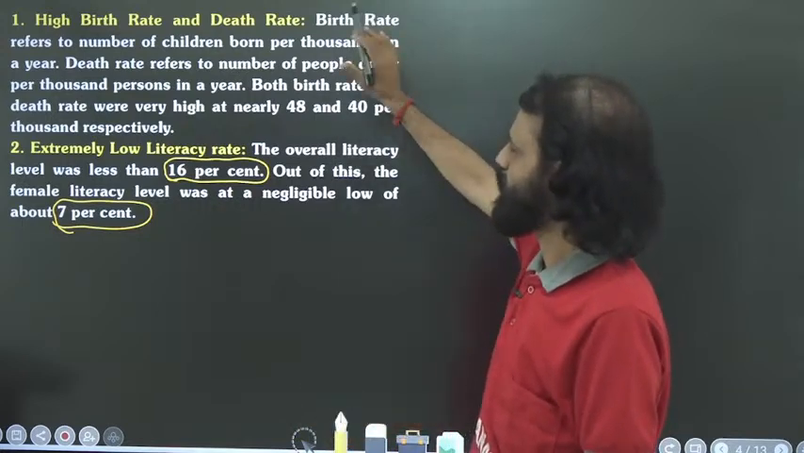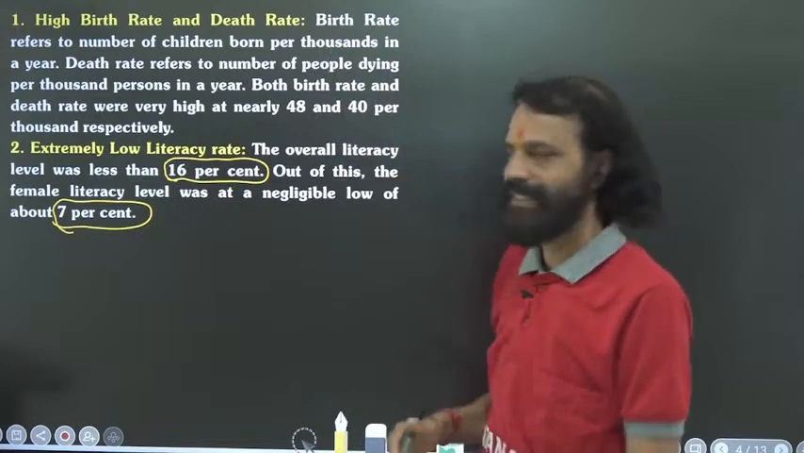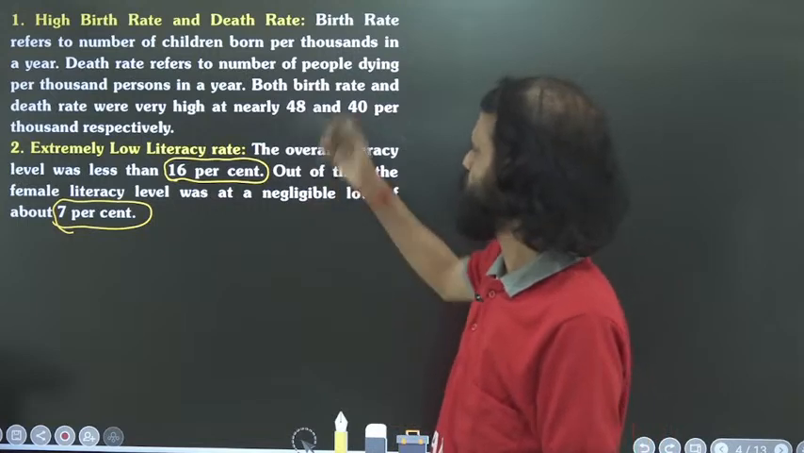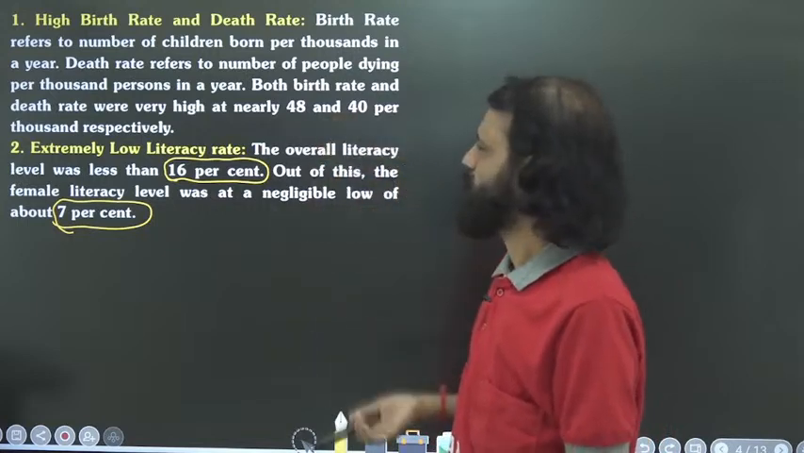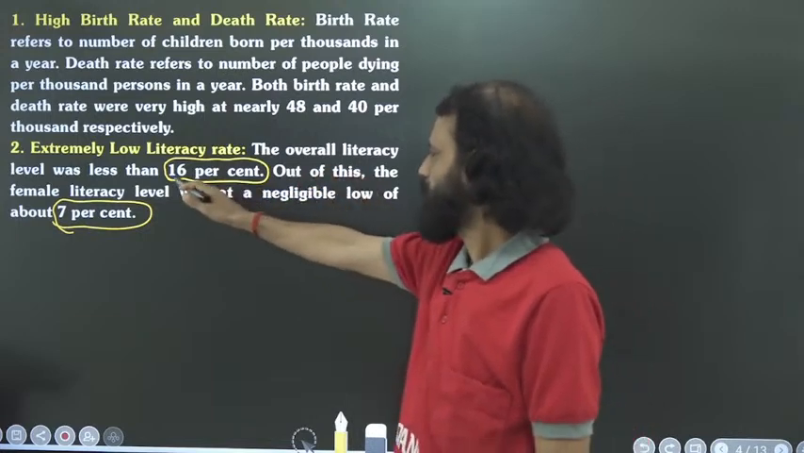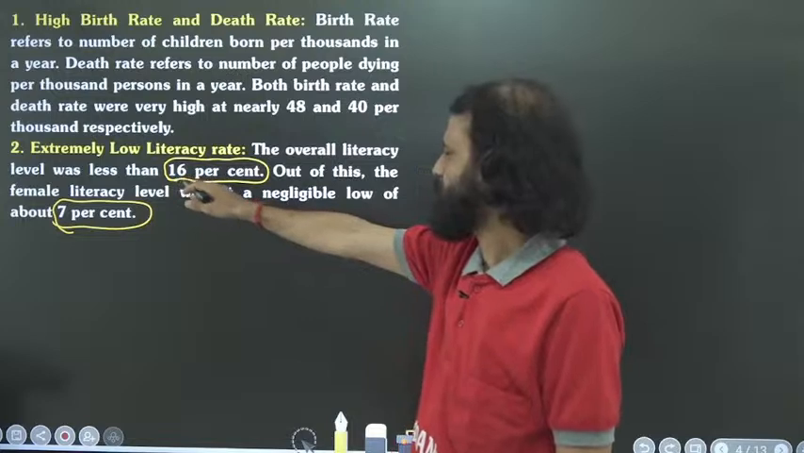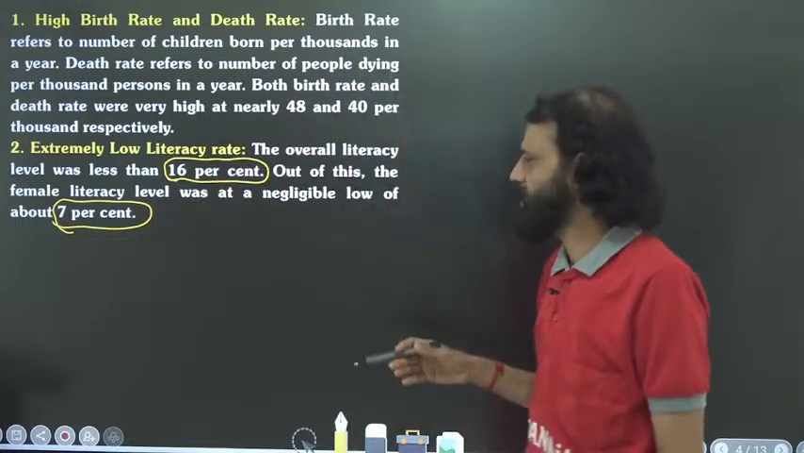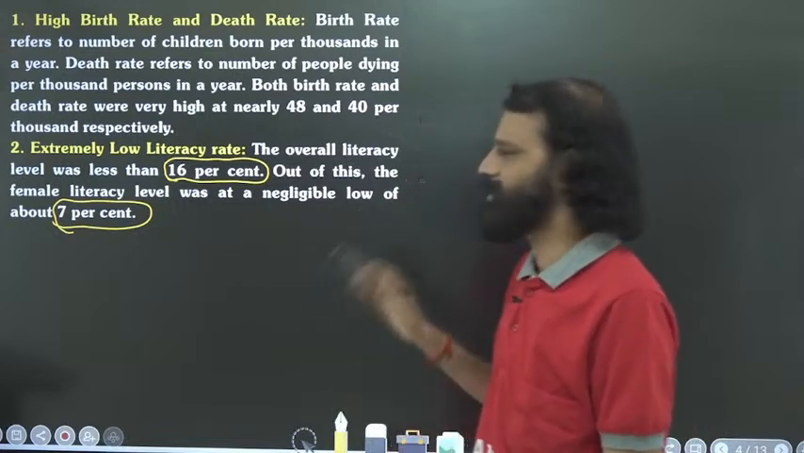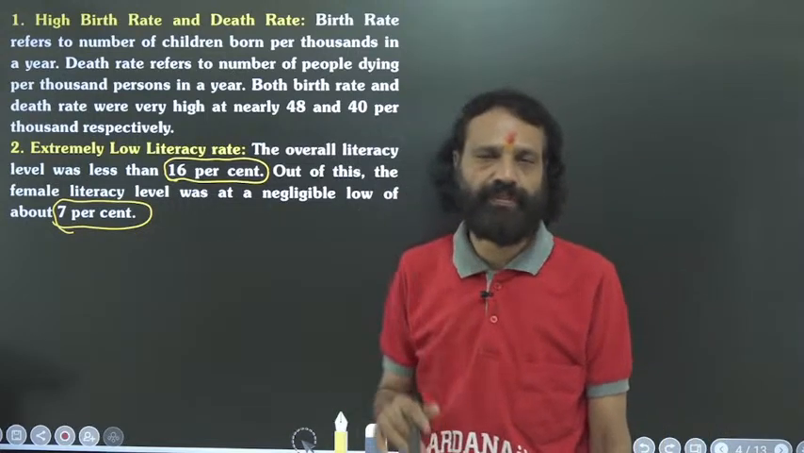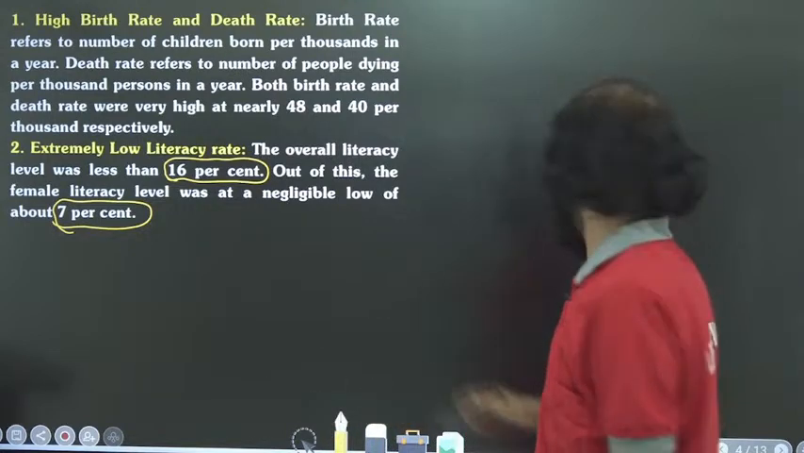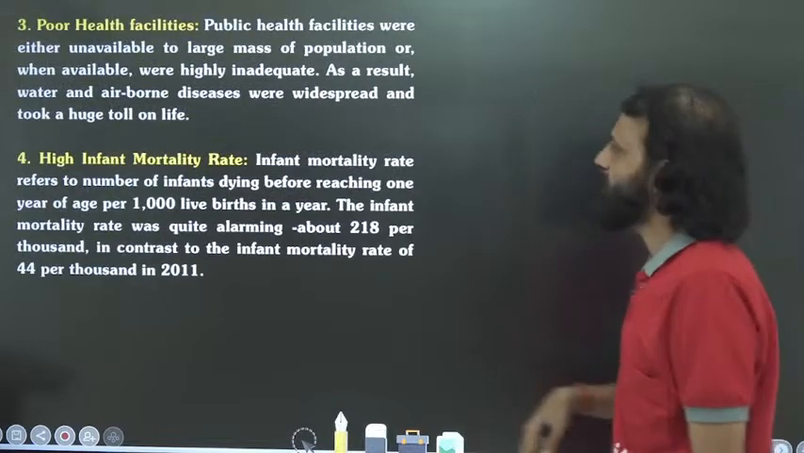Here we are studying about the birth rate and death rate. Birth rate was very high, 48, and death rate was 40. So that was the education, the literacy rate. When we come to education, the literacy rate was only 16%, and female literacy was 7% at that time. So these points you need to remember. It's for your general understanding.